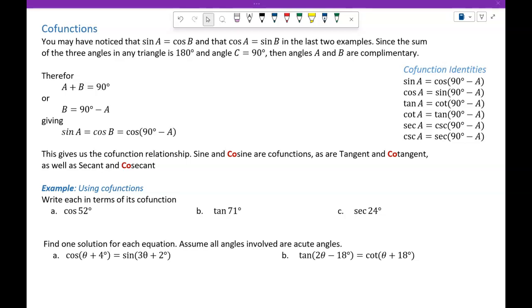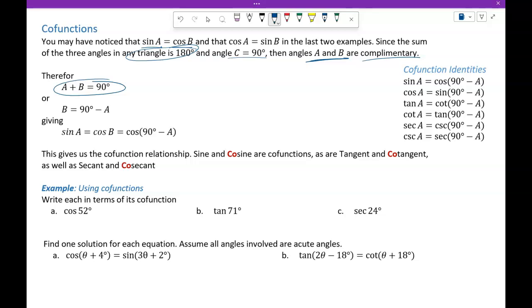Now, in the previous two examples, you may have noticed that when we changed the angle and the perspective of what's considered opposite and adjacent, we ended up where sine of one angle was equal to cosine of another, and vice versa. Since the sum of any three angles in a triangle is 180, and angle C is always 90 degrees, angles A and B have to be complementary. Therefore, they have to add up to 90 degrees.